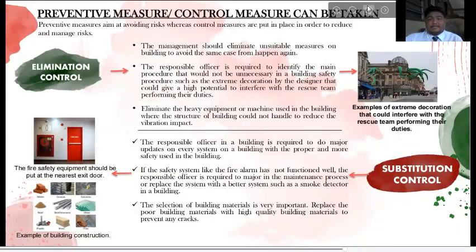For example, the extreme decoration is the main problem or hazard that is identified by the responsible officer and needs to be removed as soon as possible because the extreme decoration has a high potential to interfere with the rescue team performing their duties. They eliminate the heavy equipment or machines used in a building where the structure of the building could not handle it, to reduce the vibration impact.